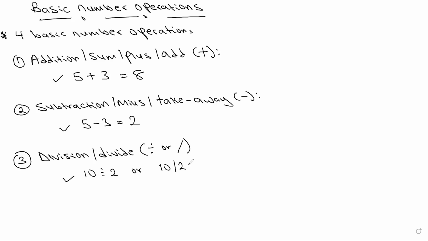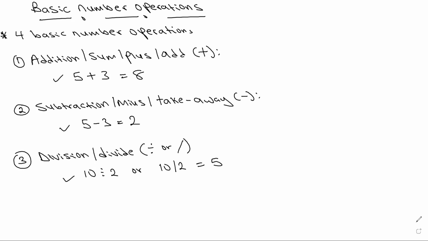When we talk about division, we're talking about splitting a particular number into equal parts or groups. So basically, 10 divided by 2 means that you want to split 10 into 2 equal groups. And this will give you 5.